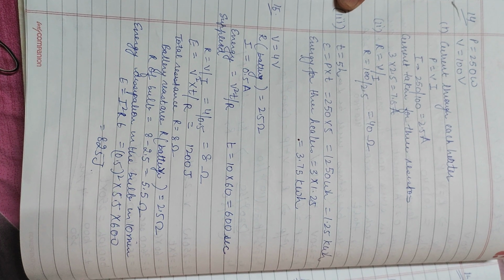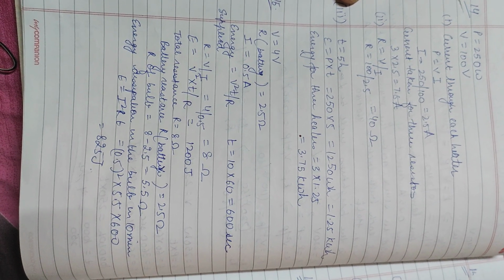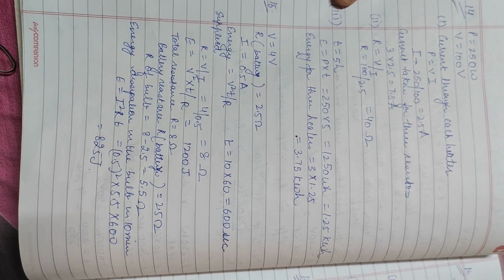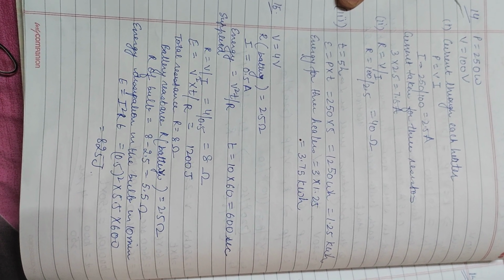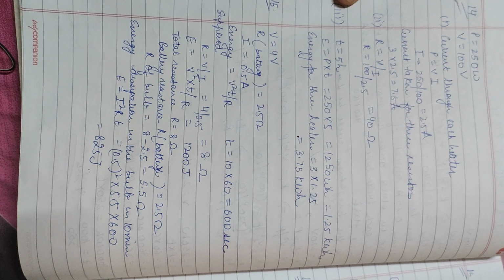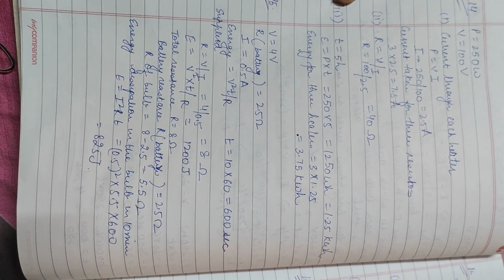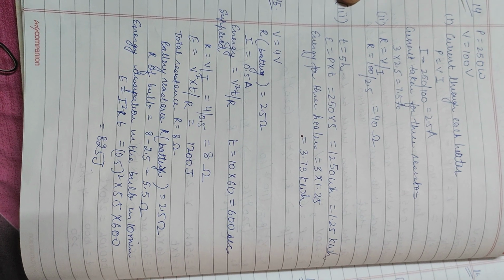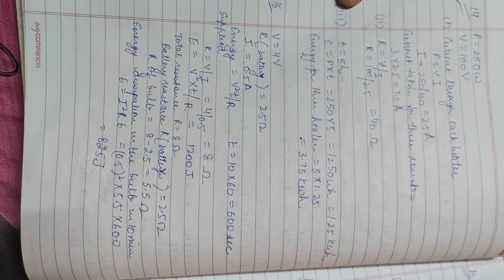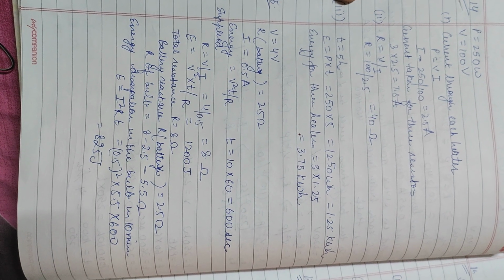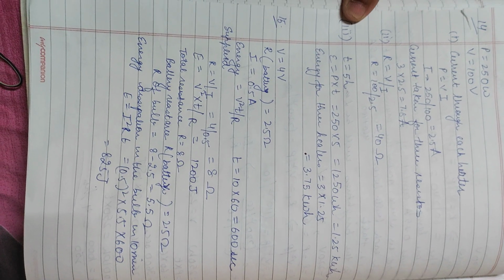15th question. A bulb is connected to a battery of potential difference 4 volt and internal resistance 2.5 ohm. Small r is given to you, 2.5, potential difference is 4 volt. A steady current of 0.5 ampere flows through the circuit. A steady current is flowing. We have to calculate the total energy supplied by the battery in 10 minutes.